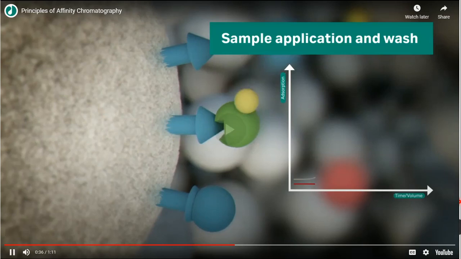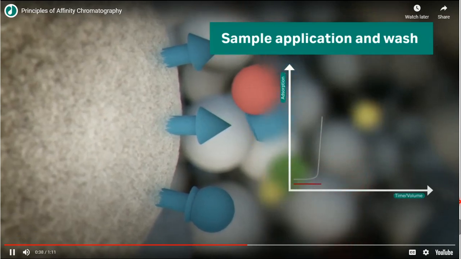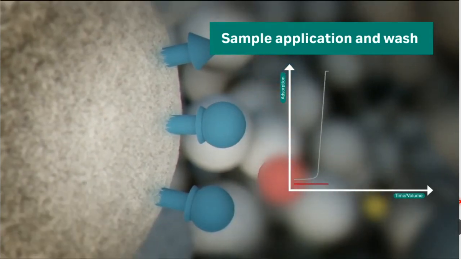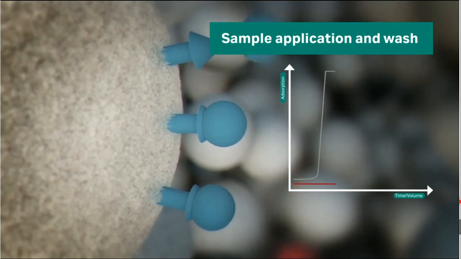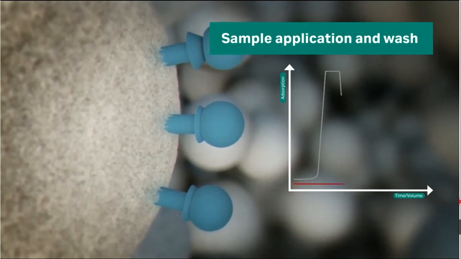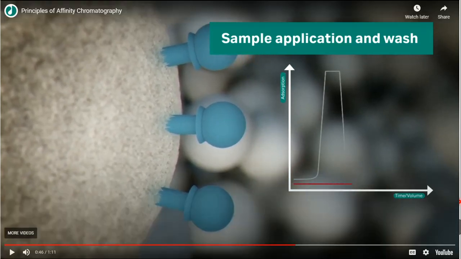You can see here some of the non-binding molecules will pass through in the flow-through during washing with binding buffer. So here your protein of interest can be specifically bound to the ligand molecule, and no other molecule will be there in the column. Just have a look here. All the unbound molecules are going to come out.